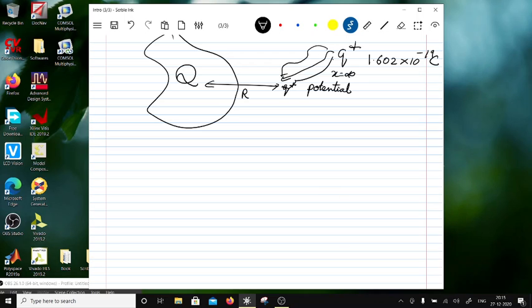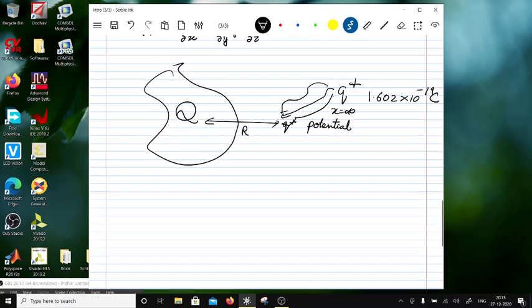So that is the definition of a potential: work done in moving a unit positive charge from infinity to a point in space where there is an electric field. That amount of work is called potential.